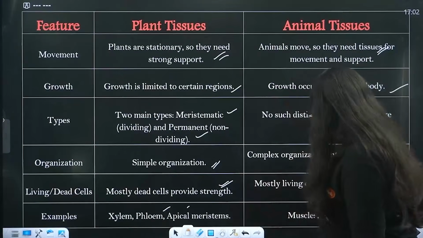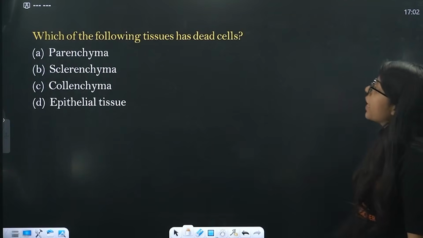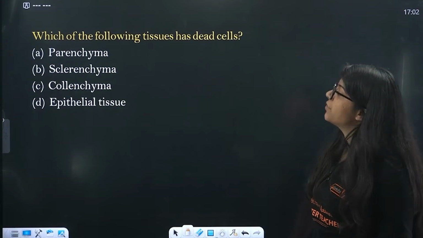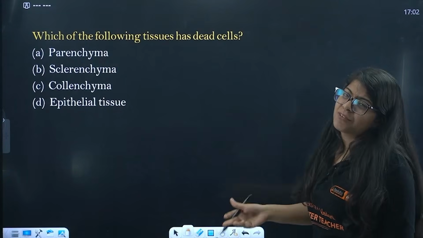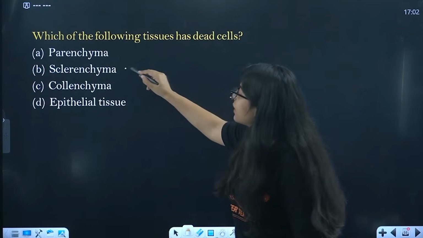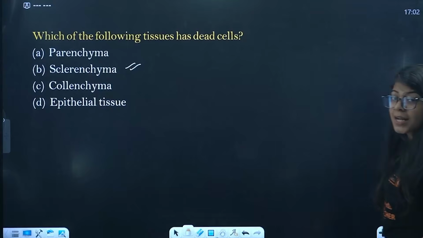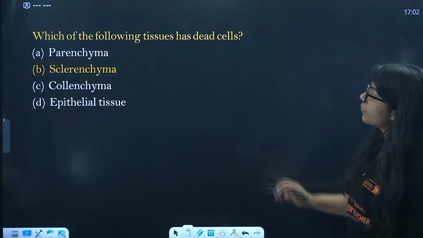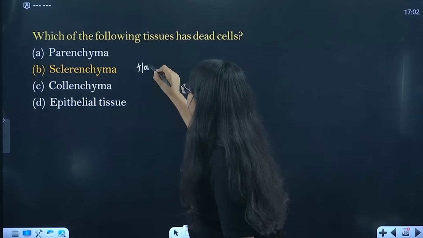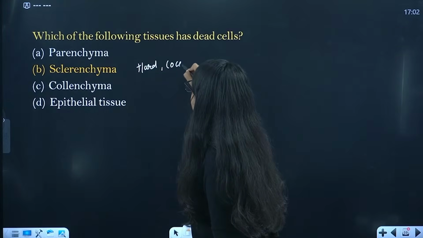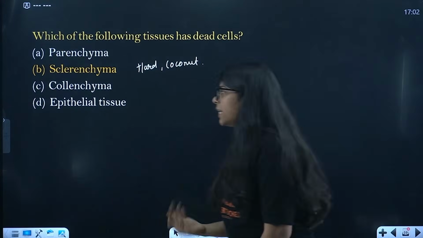Now, beta, let's see 2-3 questions. Which of the following tissues has dead cells? Parenchyma, sclerenchyma, collenchyma, epithelial tissue. Of course, very easy. This is your sclerenchyma. Sclerenchyma is the answer, because it was what? Hard. Remember coconut shell? It was hard, so it is mostly dead.